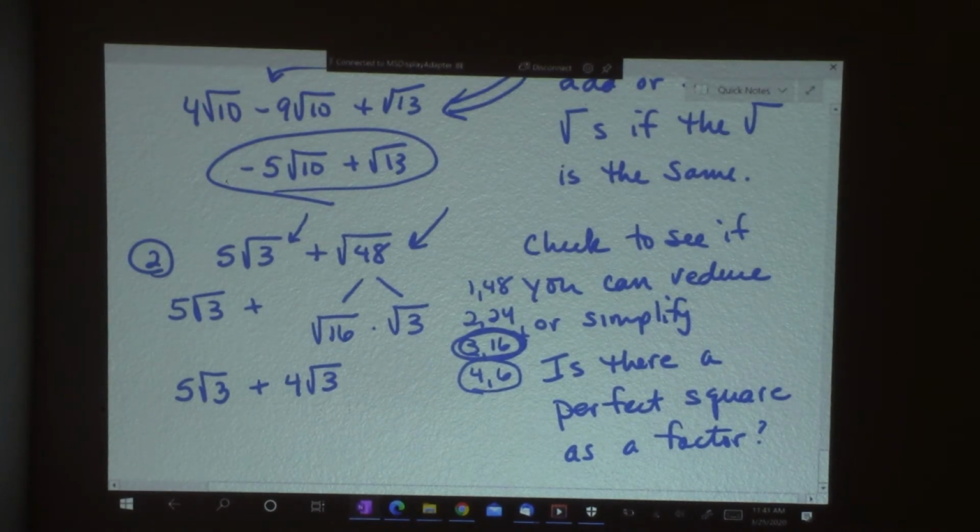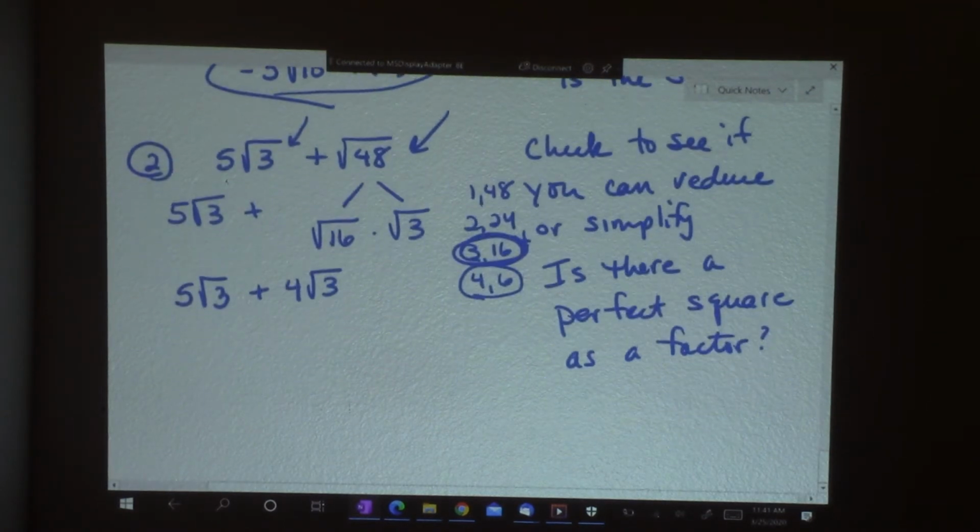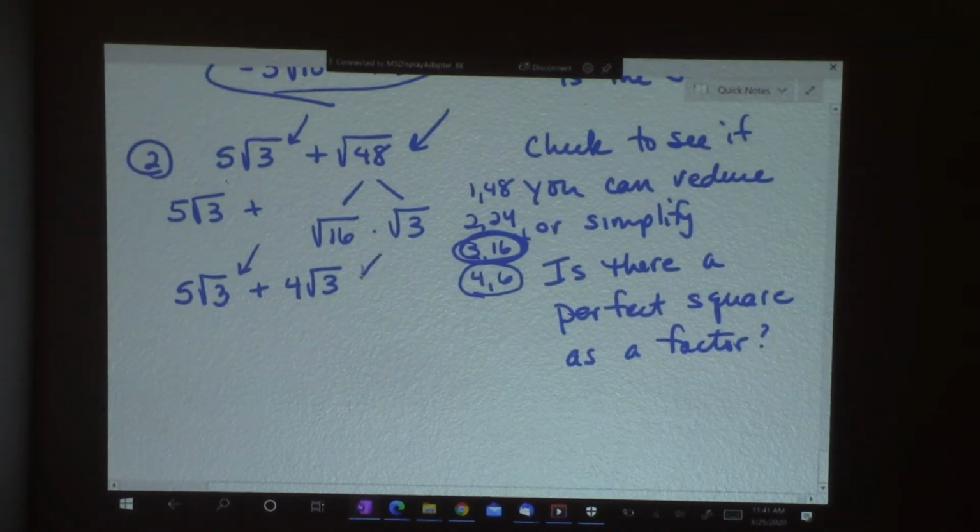Now look at this. Doesn't that work out nice? I just love it when it works out well. Okay? They have the same radical, so I can actually add them together. I've got 5 square roots of 3 and 4 square roots of 3, and I get 9 square roots of 3. And there is my simplified answer. Okay. That's adding and subtracting.